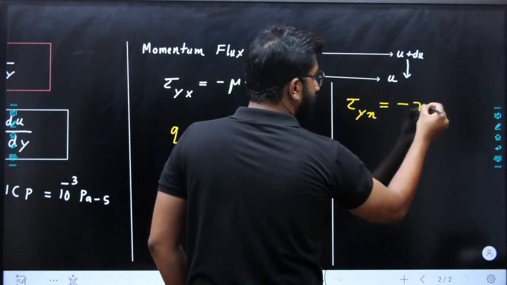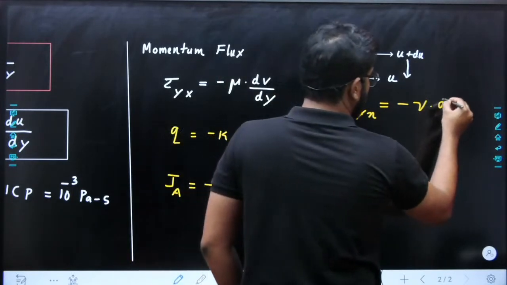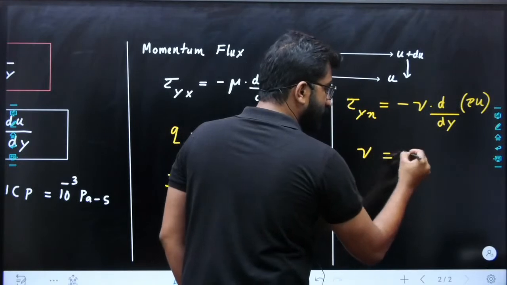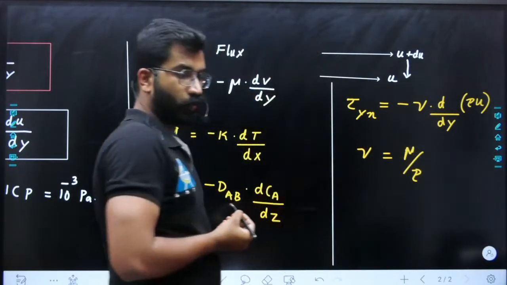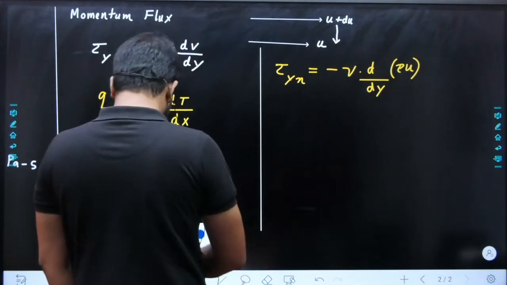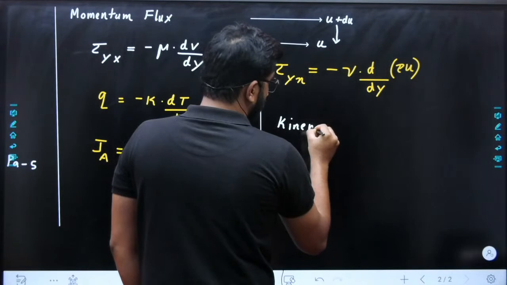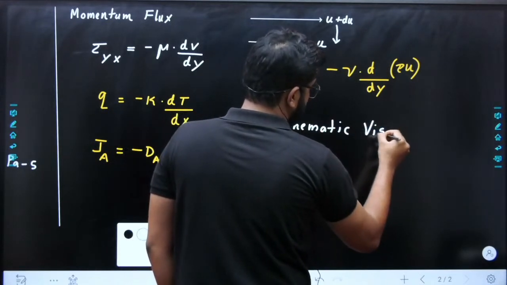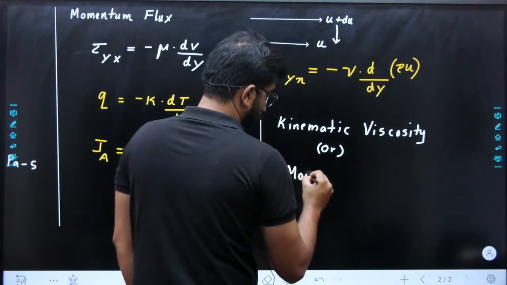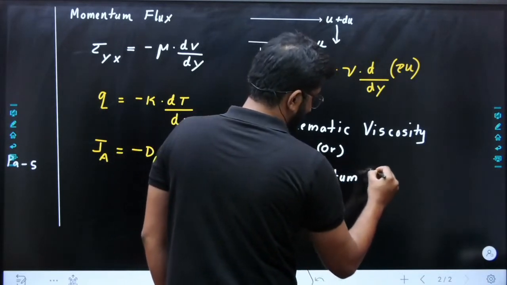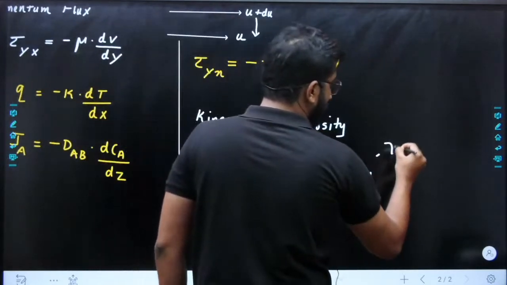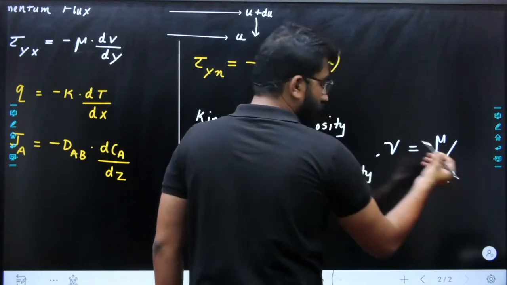I am going to change this equation as minus nu into d by dy of rho into u. So what is this nu? Nu is our kinematic viscosity, which is mu divided by rho. So let me write it clearly, for those who have confusion. Kinematic viscosity, or this is also known as momentum diffusivity, which is denoted by nu. Equation is mu divided by rho.